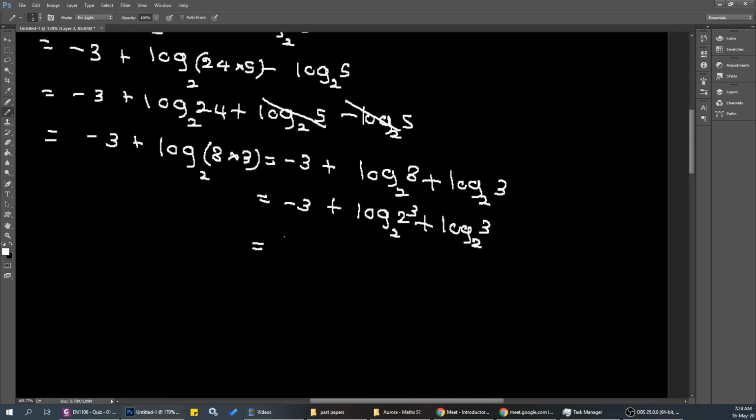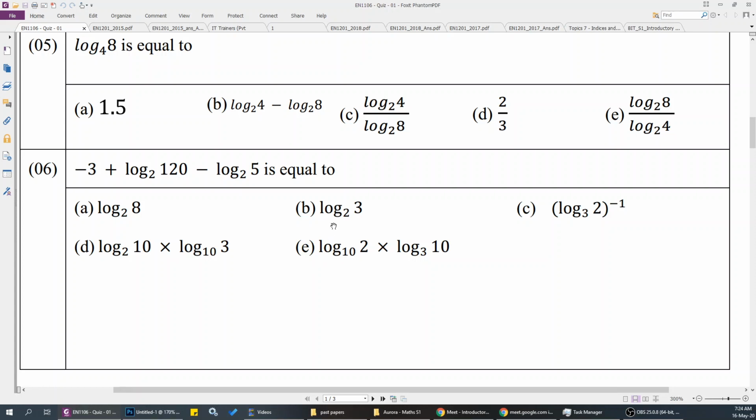Now we have minus 3 plus, we can bring this 3 here, and log of 2 to the base 2 is 1, plus log of 3 to the base 2. Now we get minus 3 plus 3, and the answer is log of 3 to the base 2. The answer is given as B, log of 3 to the base 2. Log of 8 to the base 8, no, it's not an answer. So A is not an answer.